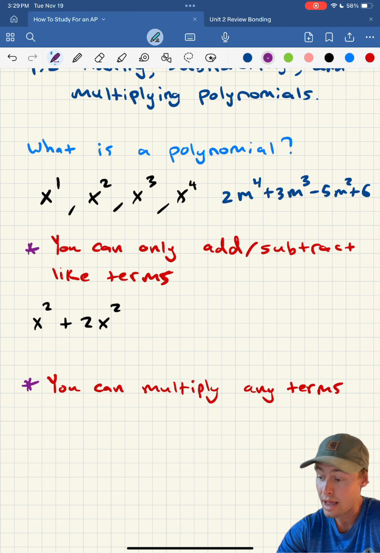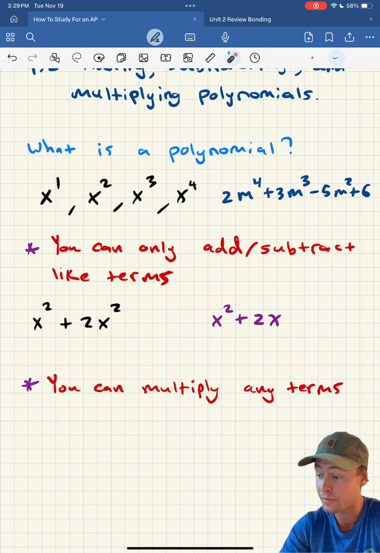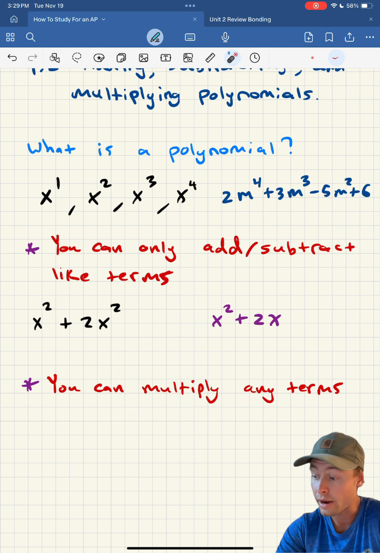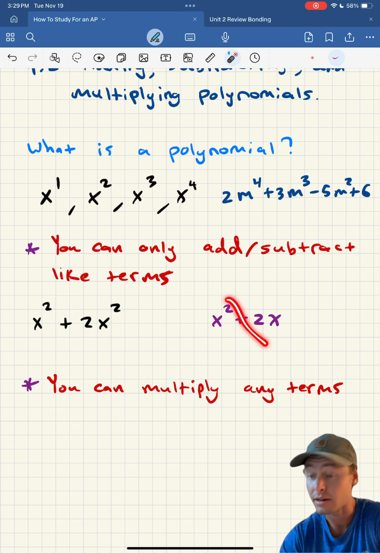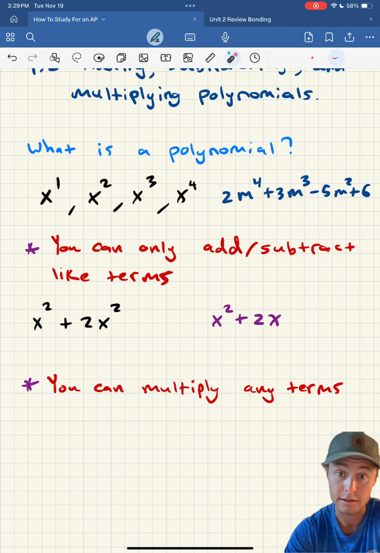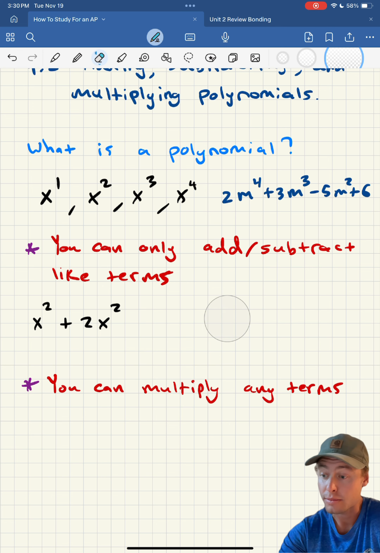If I wanted to do x squared plus 2x, where now the exponent on that second term, x, is what? What's the exponent on that? If you don't see it, it's just a 1, right? It's an imaginary 1. So now the exponent is not the same. I cannot add those. Those are not considered like terms. I can't subtract them either. Okay, so in order to add or subtract polynomials, the terms have to be like terms.